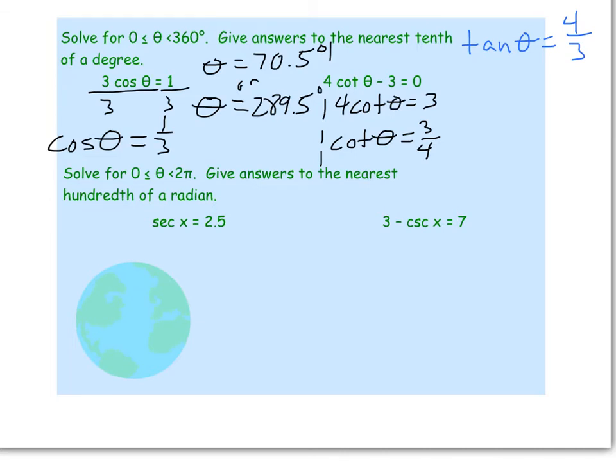Now I could do the inverse of tangent using 4/3. And I get 53.1 degrees. And the rule for tangent said to take that first solution and add it to 180 degrees, which would give me 233.1. Okay.